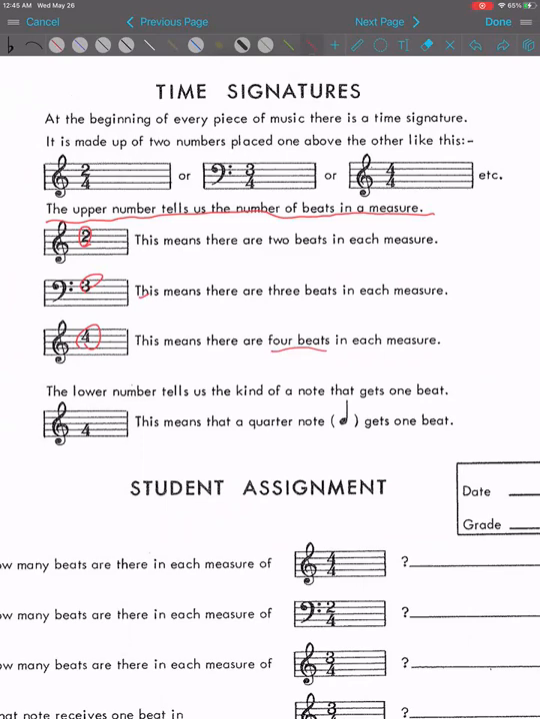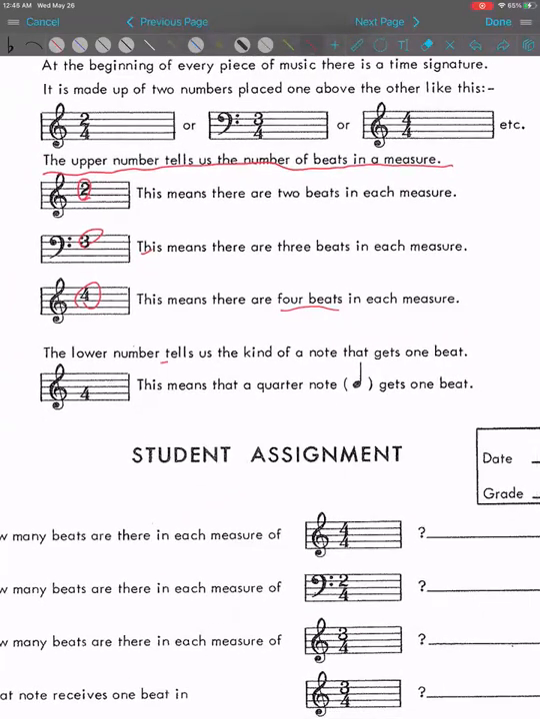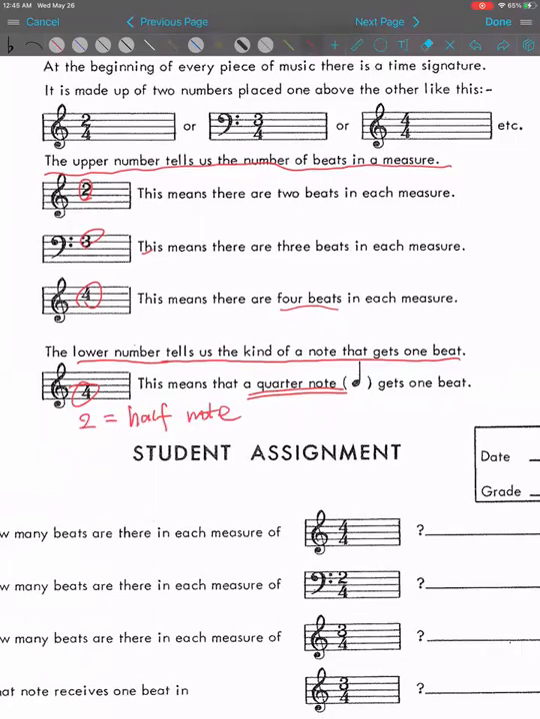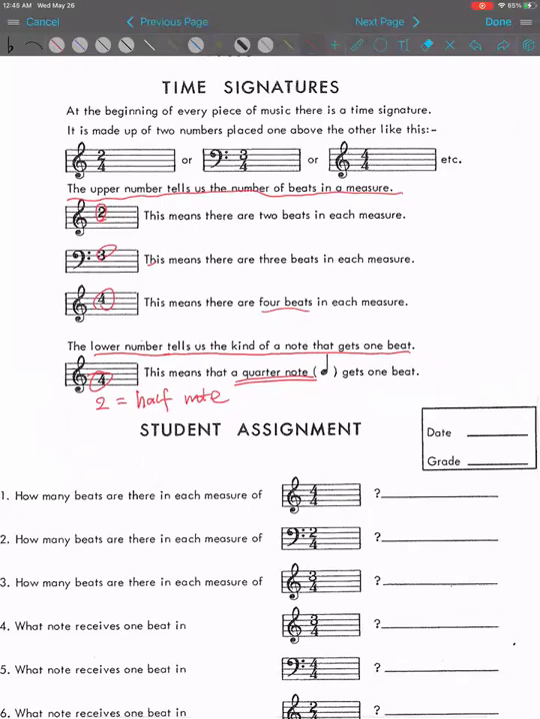In the lower number, the lower number tells us the kind of note that gets 1 beat. So if you have a 4, that means a quarter note gets 1 beat. If you have 2, that means a half note gets 1 beat. If you have an 8, that means an eighth note. We'll learn about that.